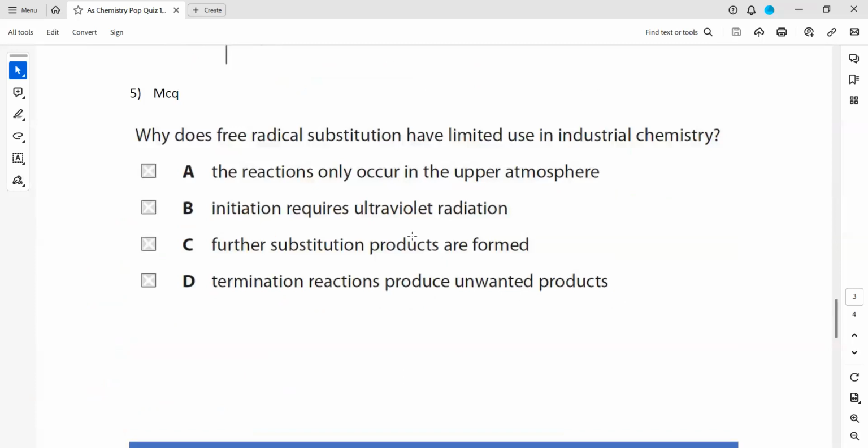Then, why does a free radical substitution reaction have limited use in industrial chemistry? So in industrial chemistry, free radical substitution reaction has limited use. Like, we don't specifically use that. So what might be a reason for that?